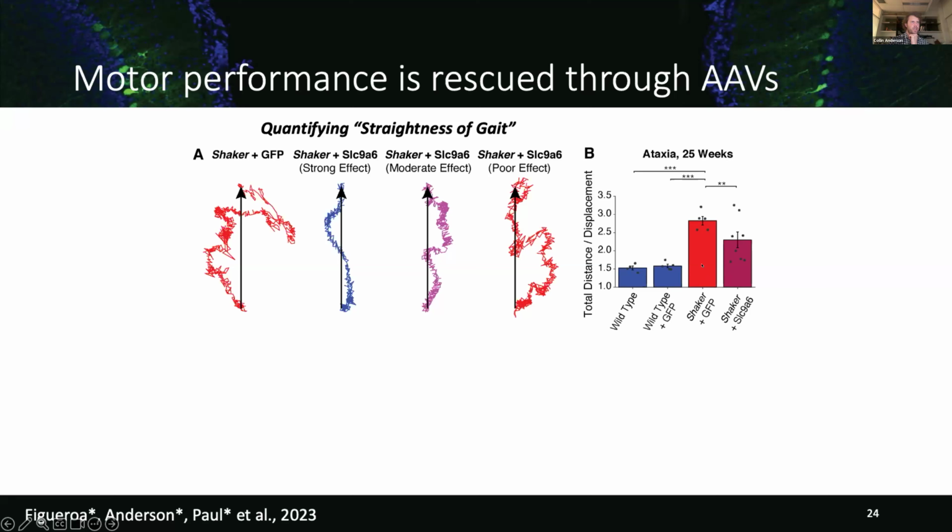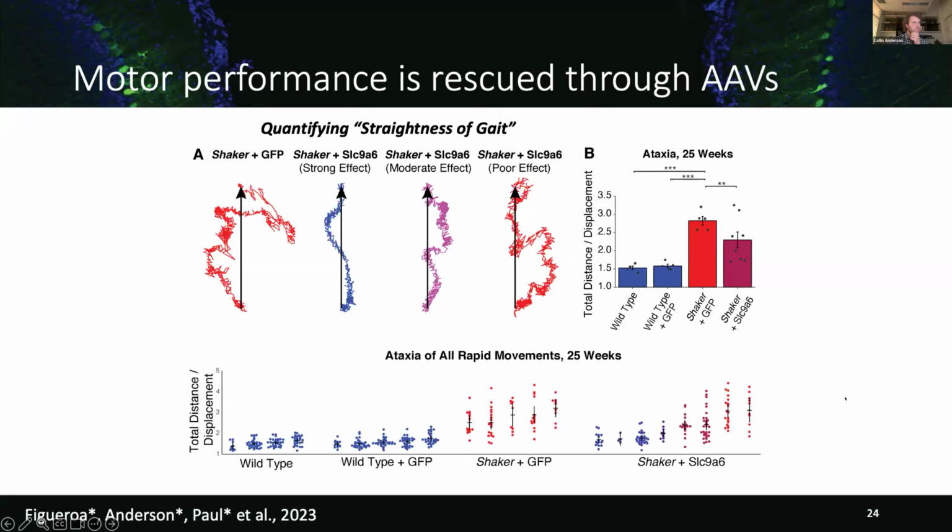And we actually have a handful of animals that don't look that far off from wild type animals here, which is pretty exciting. In the wild type category, we had uninjected wild types, and then wild types administered that control L7 GFP vector just to make sure that the administration of the vector itself wasn't causing any changes in gait, which it was not.